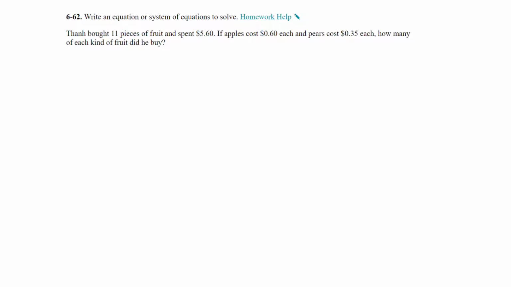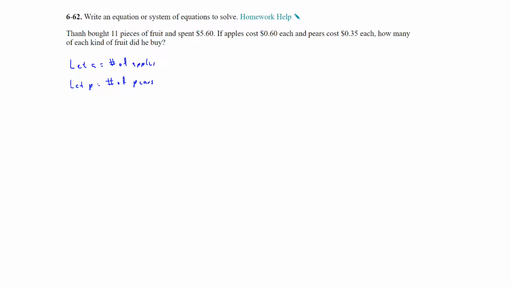So what is it that we don't know? Well, the end of the sentence says how many of each kind of fruit did he buy? So we can create our let statements off of those things that we're not sure of. So we'll let, what do we have? Apples and pears. So let A equal the number of apples. And then we can let P equal the number of pears. And since I have two variables, I'm going to write two equations.